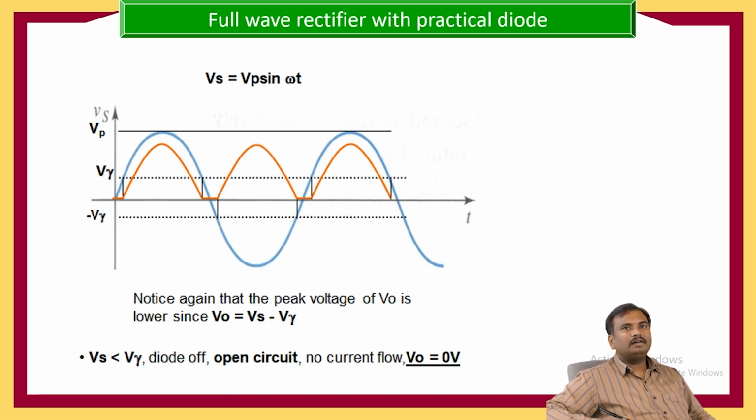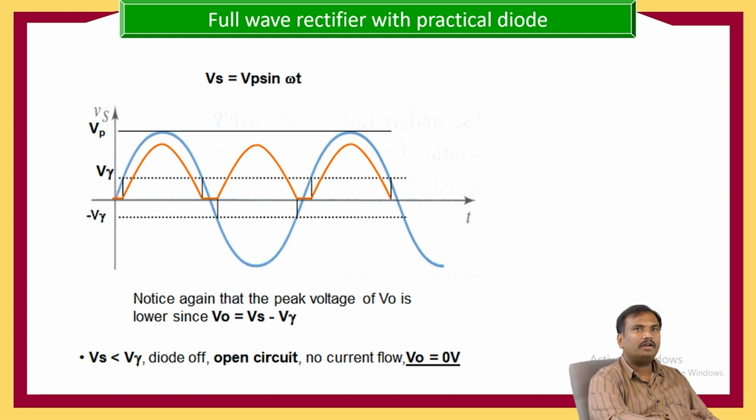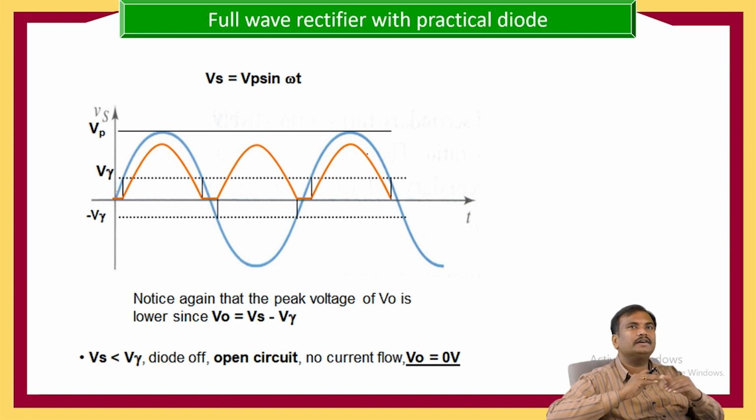And here is the output voltage waveform. The output voltage is equal to Vs minus V gamma. Here there will be a small reduction in the output voltage. This red line shows the output voltage, which is less than the input voltage peak value.